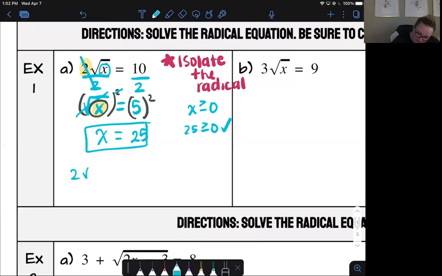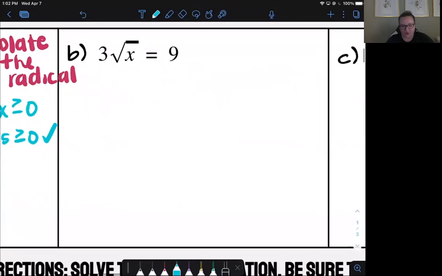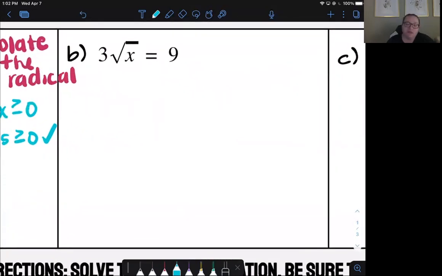So 2 times the square root of 25 is equal to 10. The square root of 25 is 5. 2 times 5 is 10, which is a true statement. All right, why don't you go ahead and try the next one on your own. So solve for x, and 3 times the square root of x equals 9. And see what you get.